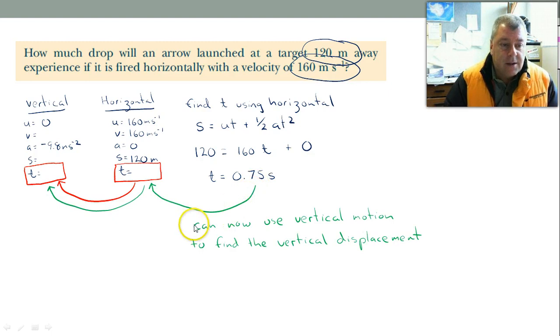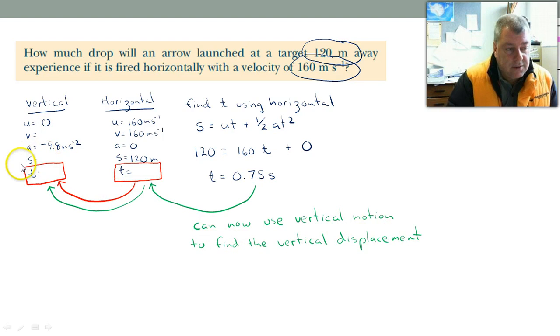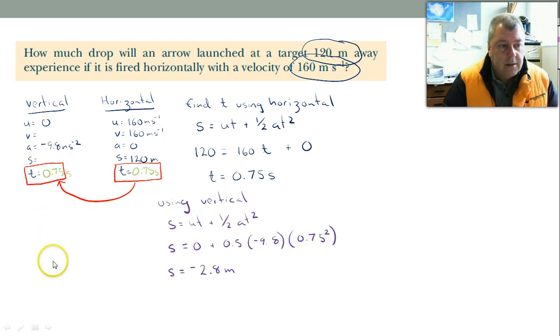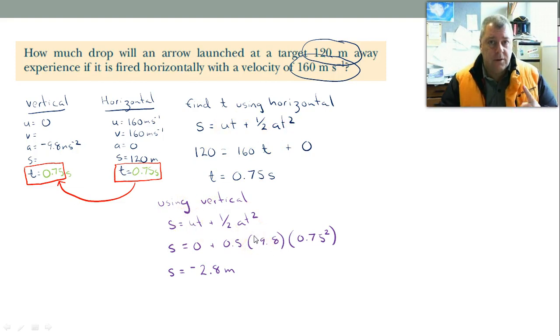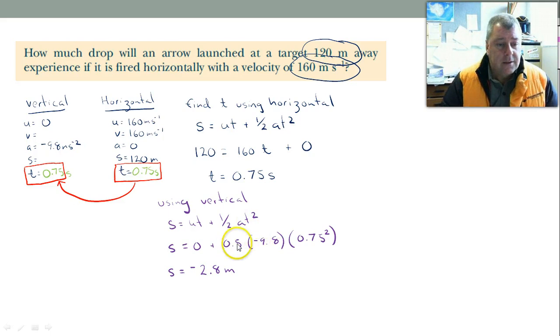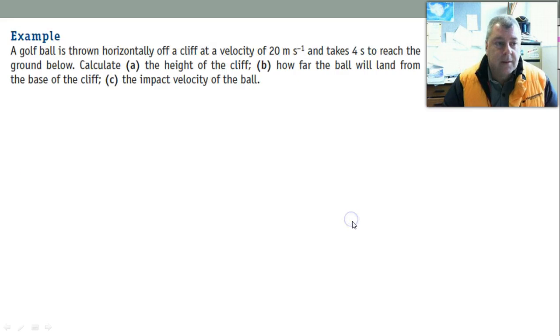Now we can use the vertical motion, this section, to find the vertical displacement, because this is what we're after. So we put the time in using the vertical, using exactly the same equation but different numbers. Again, don't mix up the vertical and the horizontal motion. That's why it's a good idea to list them like this, keep them separate, and know where you're putting numbers as well. And so we get the displacement to be minus 2.8 meters.